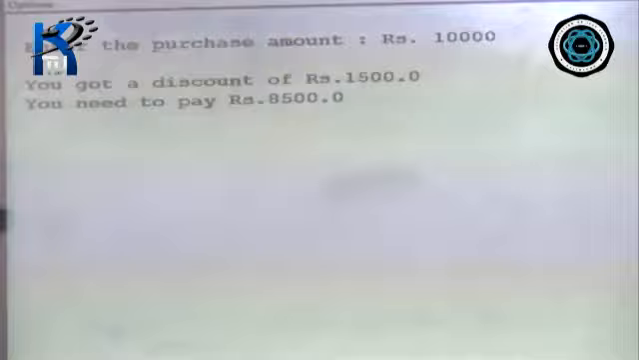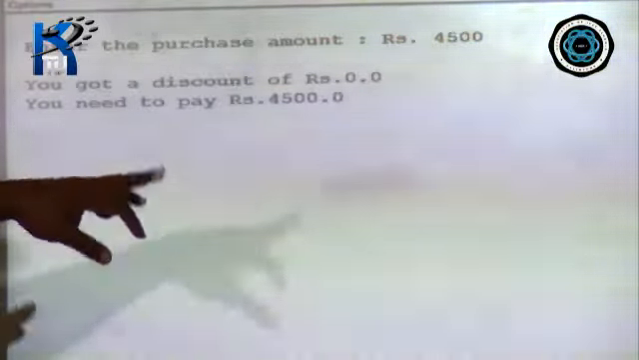Now suppose the user gives a value less than 5,000, like 4,500. Now, according to the shop's criteria, if the purchase is less than or equal to 5,000, there is no discount. There is no question of discount. So 4,500 is less than 5,000, so there will be no discount. That means the condition that we have used with the if statement is false. The control doesn't enter the body of the if. It directly goes to calculate the final bill amount. So final bill amount was, F bill was purchase amount minus DA.